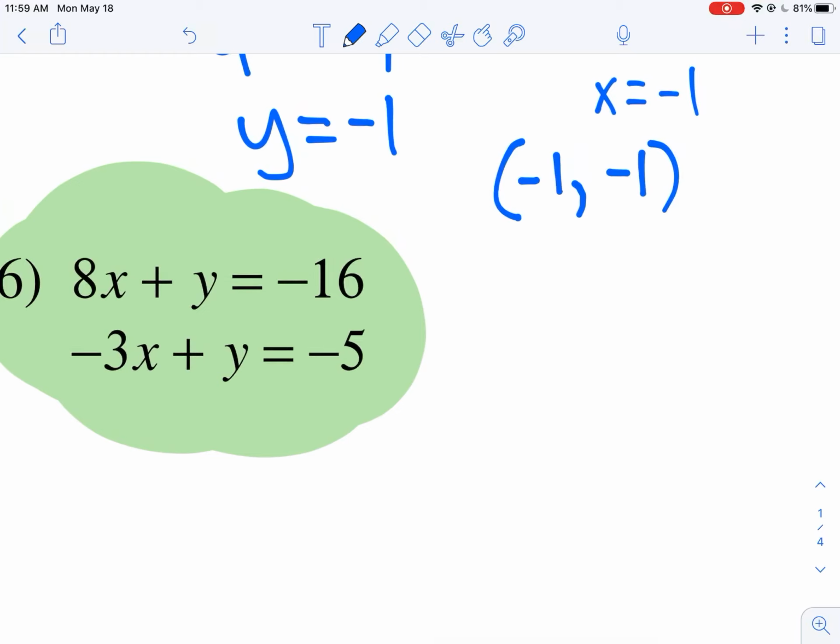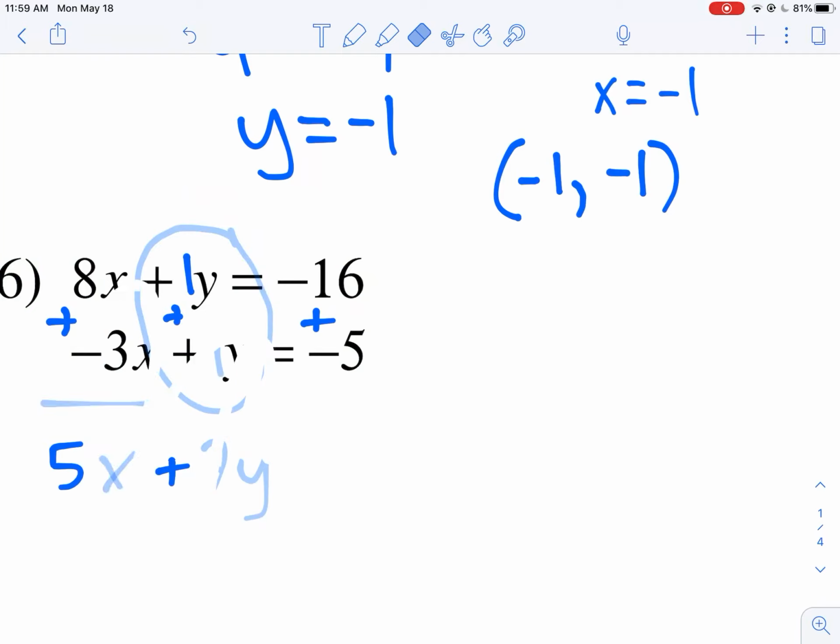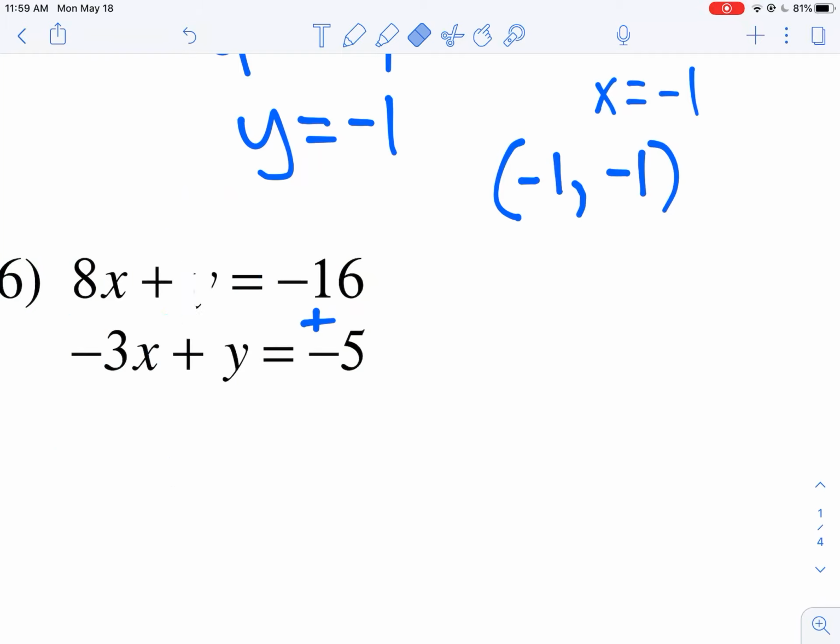8x, negative 3y. Those aren't the same. I can't do the x's this time. X is not an option. However, if I look at my y's, I've got y. And if you use a coefficient, you can put 1 in front of them. It's the same. So I can use these. However, if I try to use addition this time, it's not going to work. I'm going to get 5x, and then 1y plus 1y gives me 2y. I haven't eliminated anything. That's no help. You have to find a way to eliminate it. And here's how you can eliminate it. If you can't add, try subtraction.